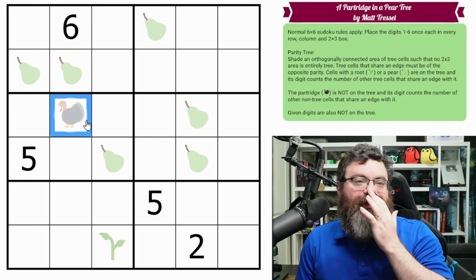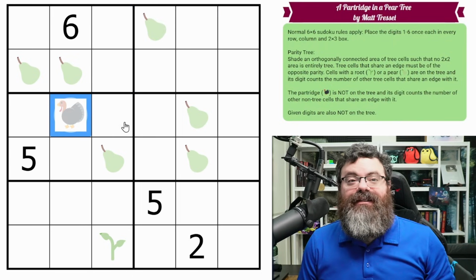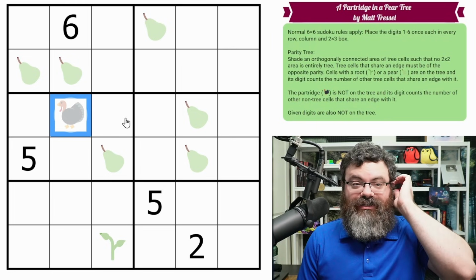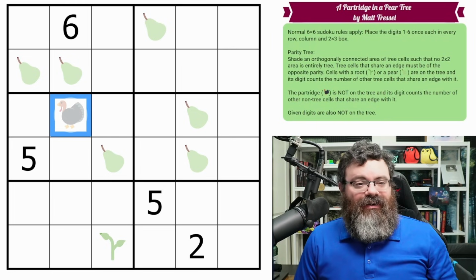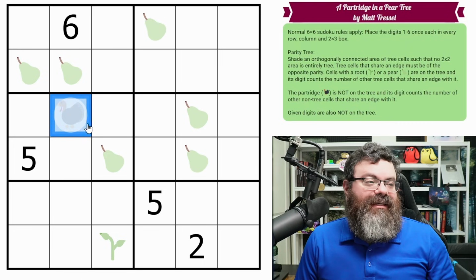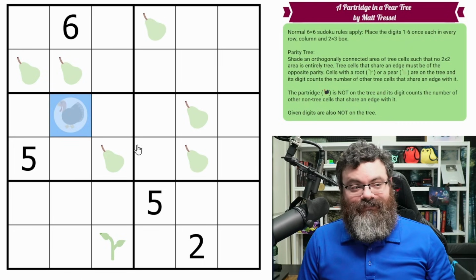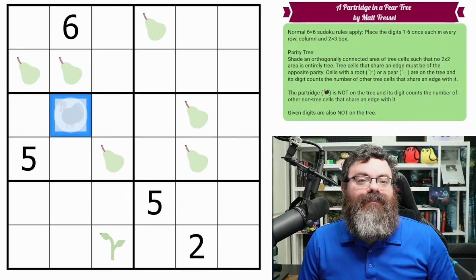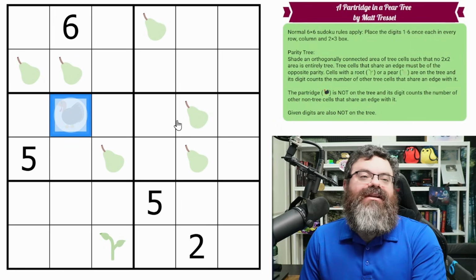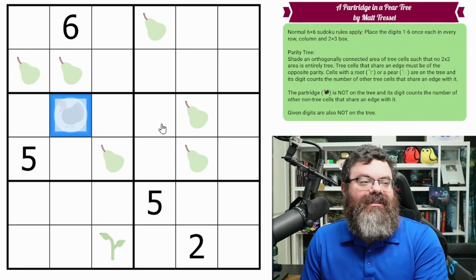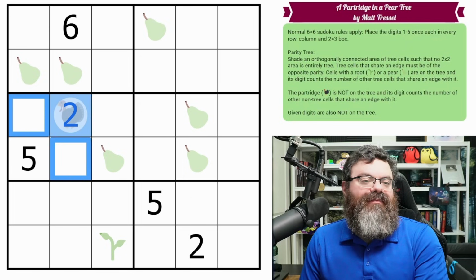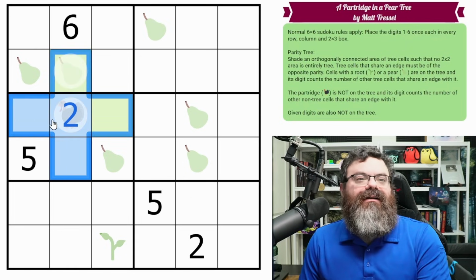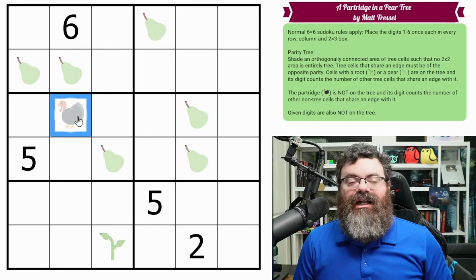And finally, the partridge is not on the tree, and its digit counts the number of other non-tree cells that share an edge with it. So I'm actually going to use blue for non-tree because I think that makes it easier to look at the tree. Its digit counts the number of other non-tree cells. So again, if this was, say, a 2, then there would be maybe 2 other non-tree cells somewhere, and then the other 2 would have to be tree. All right. And given digits are not on the tree.